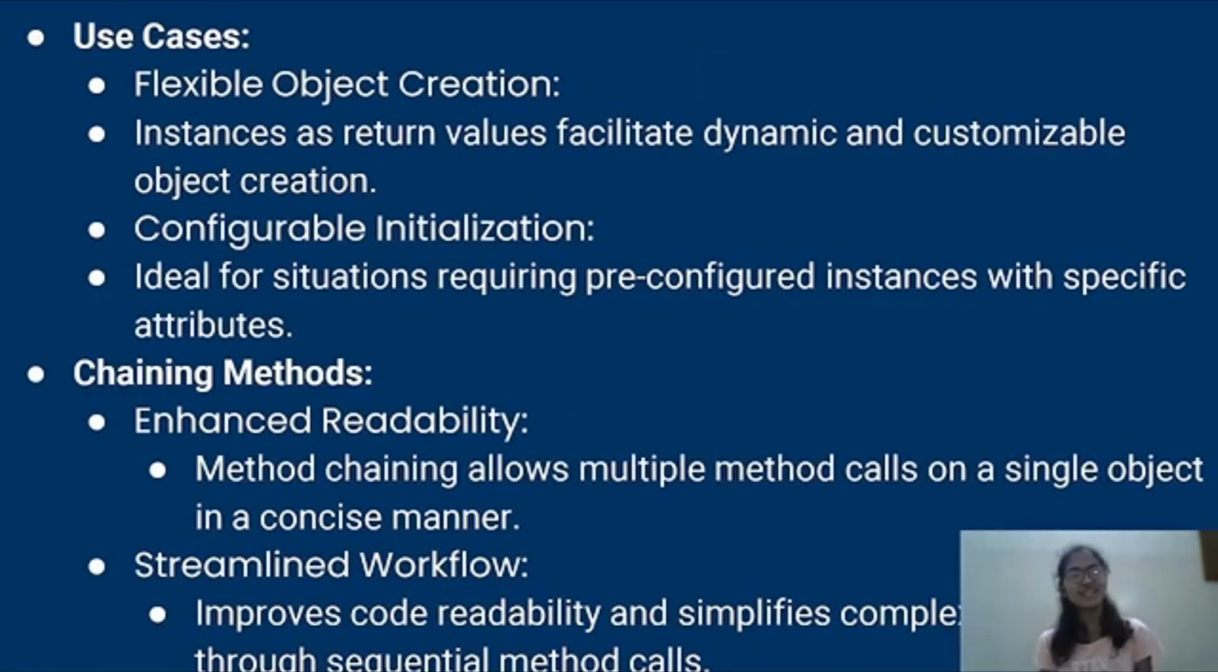Coming to the use cases and chaining methods: flexible object creation and configurable initialization. Instances as return values facilitate dynamic and customizable object creation. This is the flexible object creation. It is ideal for situations requiring pre-configured instances with specific attributes. This is the configurable initialization. Coming to chaining methods, method chaining allows multiple method calls on a single object in a concise manner. This enhances readability. Coming to the streamlined workflow, it improves code readability and simplifies complex operations through sequential method calls.